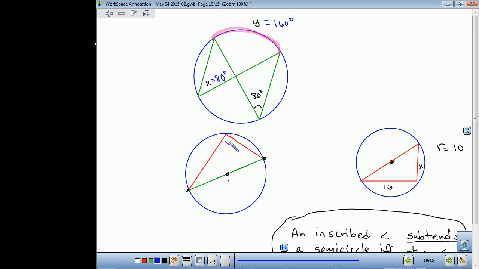Okay, let's take a look at this one now. Let's see if we can figure out what this angle right here is. Angle X. Do you see that this is intercepting a semicircle? So you're absolutely correct. Someone right over here said it. Was it TJ? It was Lou. Nice job, Lou. This has to be 90 degrees. So what do we know about an angle that intercepts a semicircle? It's always going to be 90.